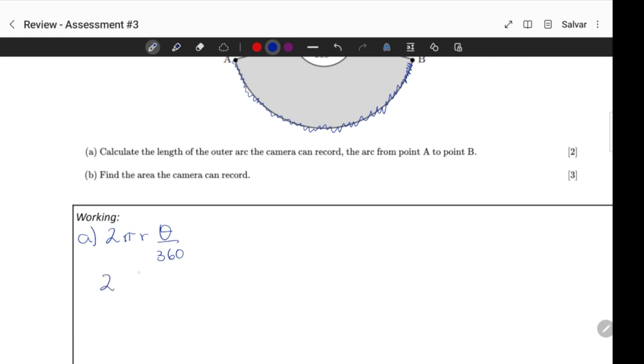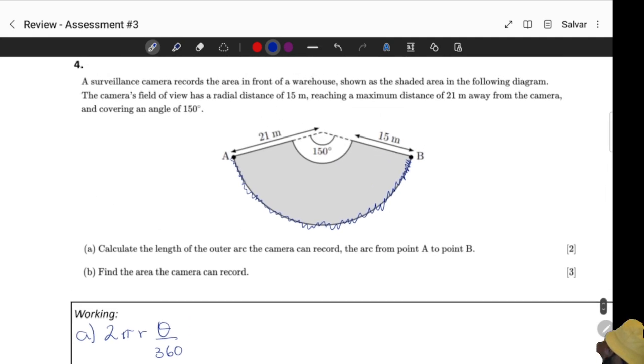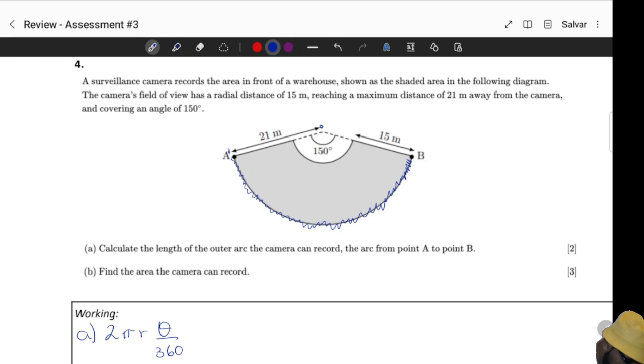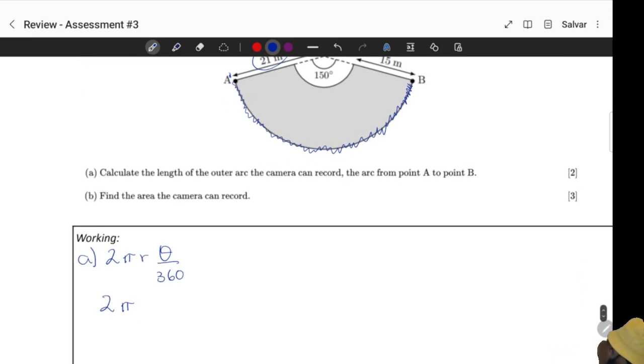2 pi, okay, pi is from the formula, with the radius here. The radius is the long distance from the center to the edge, which is this 21. It's not this 15, okay? This 15 is just the shaded area. We're going to use it for the next part. So 2 pi radius, 21. The theta is 150, over 360.